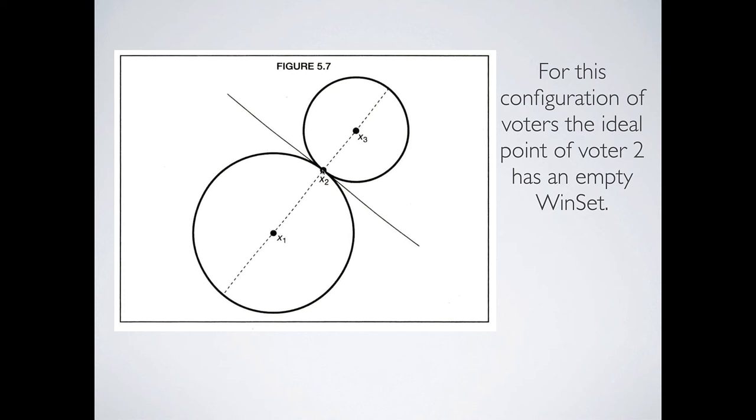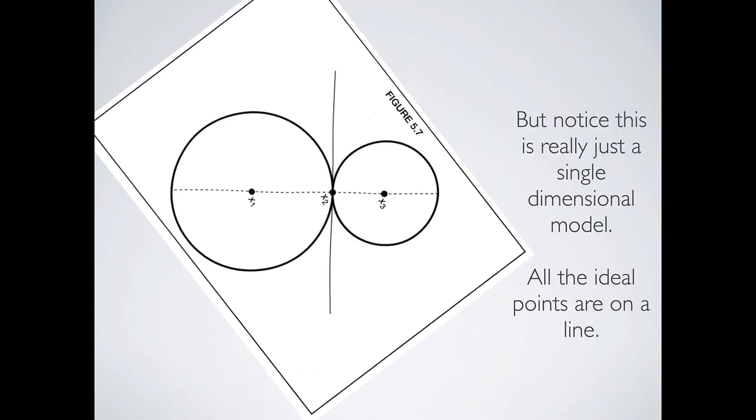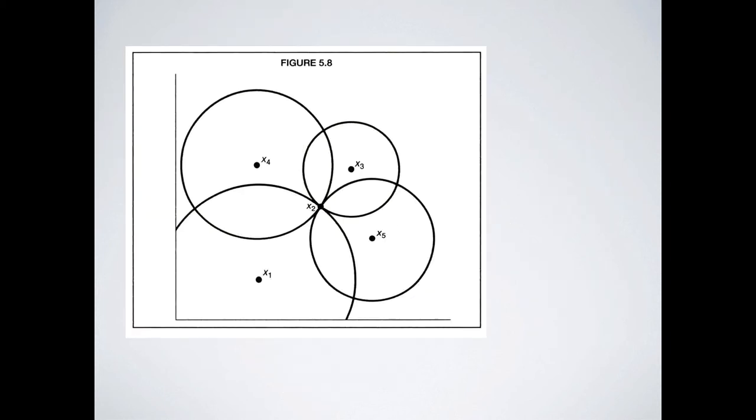So that's one example, but really that's kind of a trivial case, because if I flip this on its side, that's really a single-dimensional model. Here's our issue dimension and here are their ideal points, and they would have utility functions. So this is just the ideal point of the median voter on that one dimension. That one's not all that interesting. But there are more interesting cases.